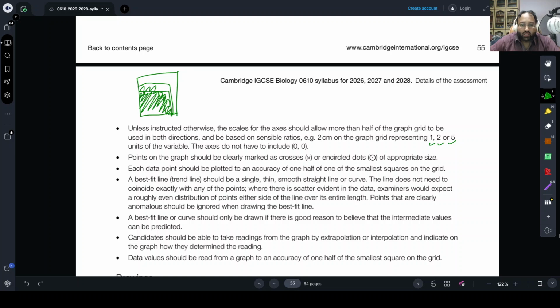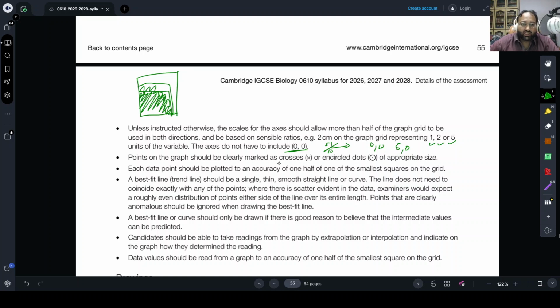Okay, the axes do not have to include a starting point of 0 and 0. So the graph for the x-axis can start at maybe 10, and the graph for the y-axis can maybe start at 5. So it doesn't have to be 0, 0. The scales and the labeling of the axes are independent of each other. One of them can be 0. For example, it could be 0 and 10, or it could be 5 and 0, whatever the case is, or 0 and 0 if that works.